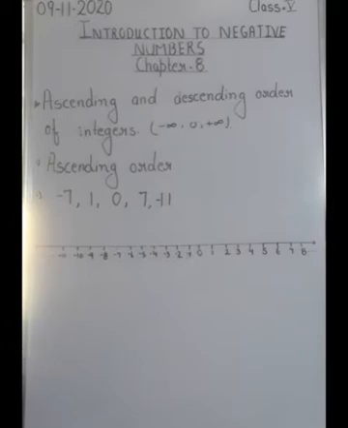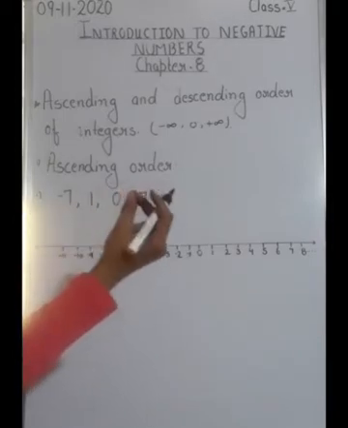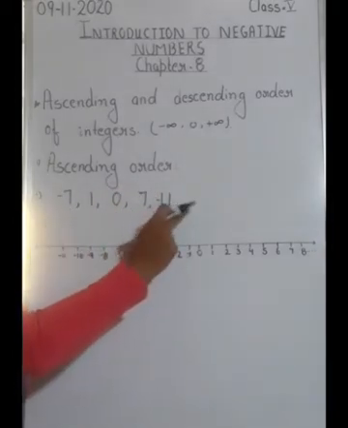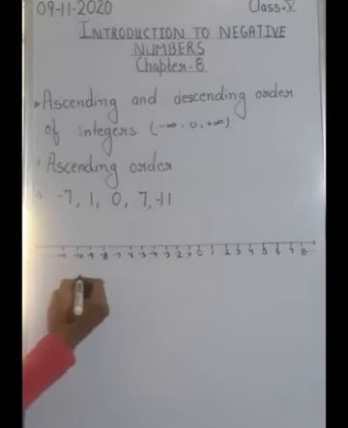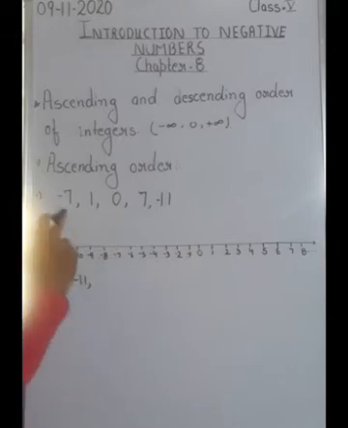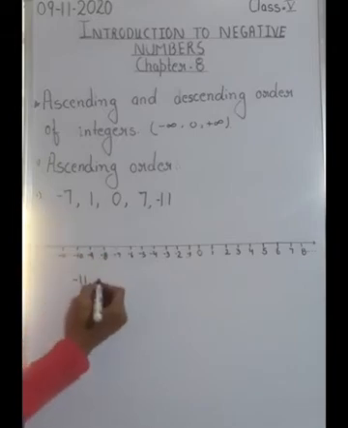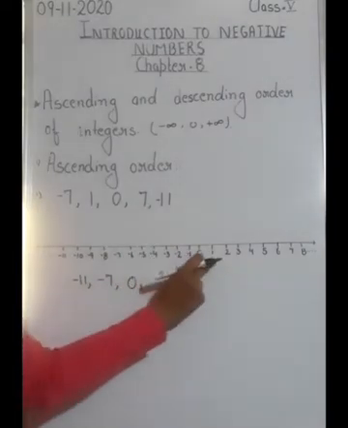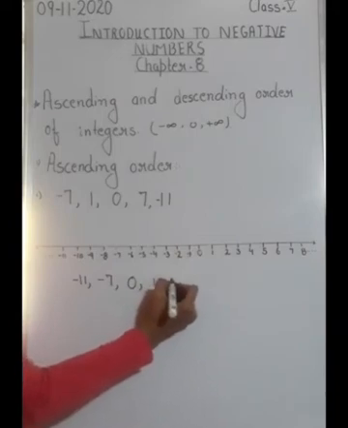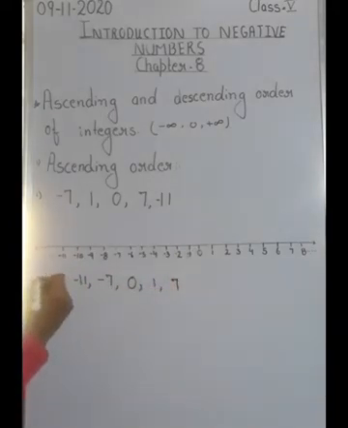Okay, so you can see I have to write from smaller to bigger. So which is smaller among them? Just see which among them is towards the left. It is minus 11. So first is your minus 11. Okay, now after minus 11, what am I having? Minus 7. Here I am having minus 7. Okay, then what am I having? 0. So I will write 0, then 1, and then the last one is your 7. So here I have arranged them in ascending order.